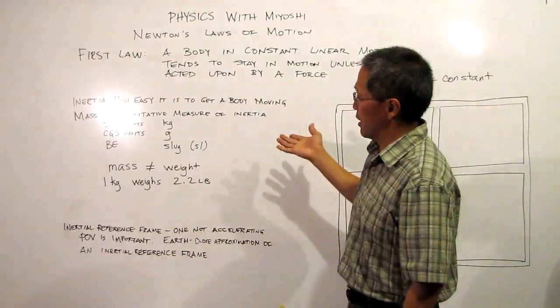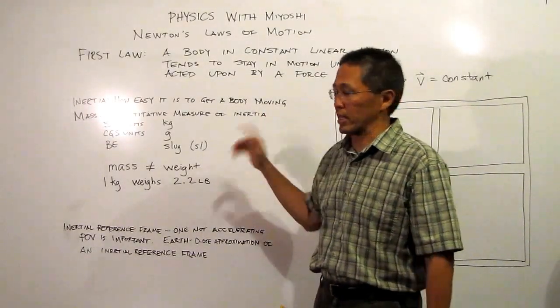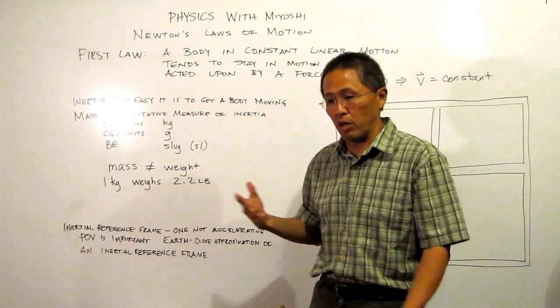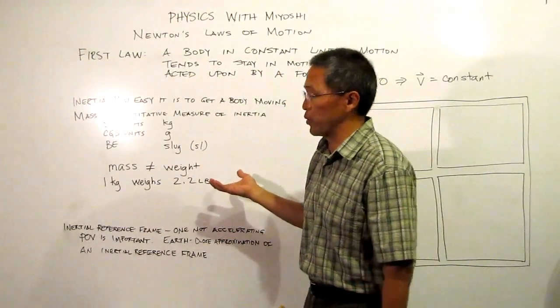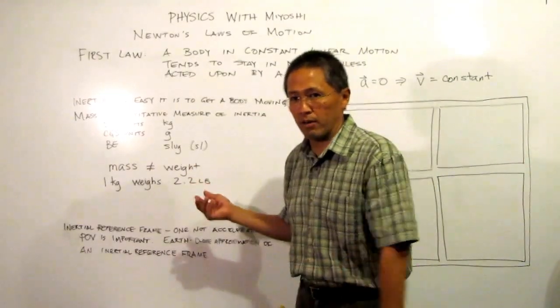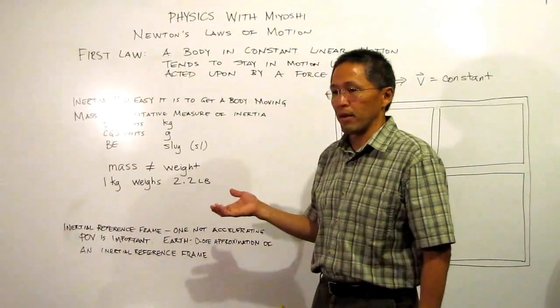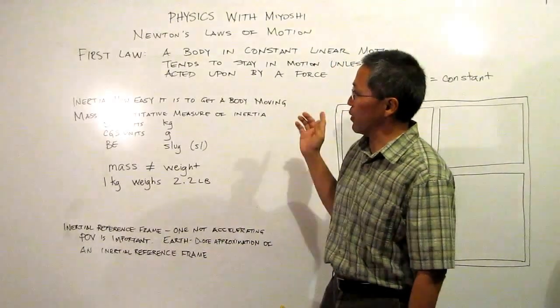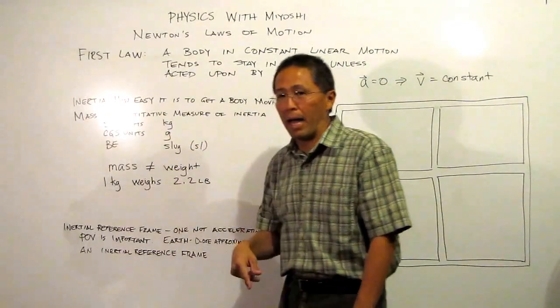We can talk about this in terms of a couple different things. First of all, inertia is how easy it is to get a body moving, and you know this from your real life. If you ever had to push a car, for instance, you know that a larger car is a lot harder to push than a smaller car. And the way we measure inertia is by mass.